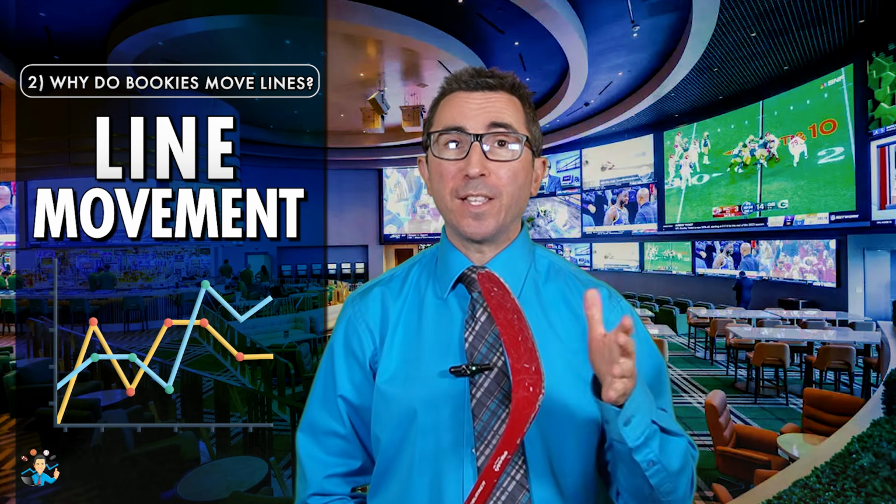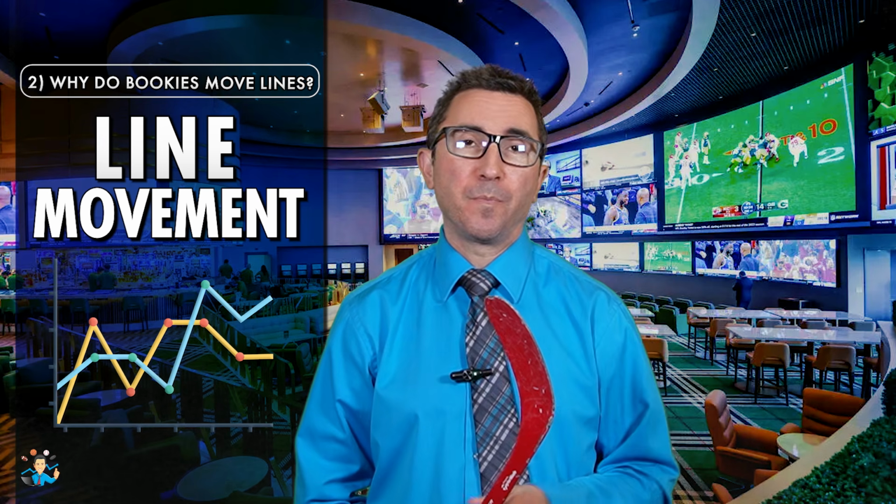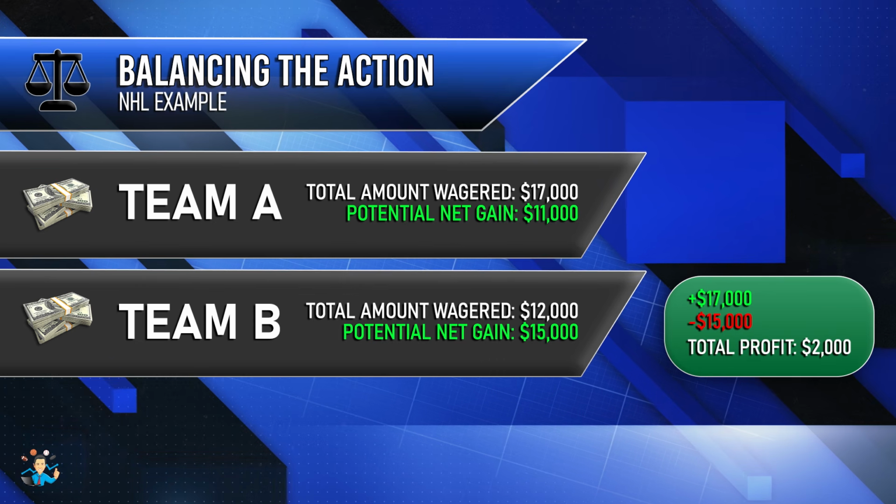If Team A wins, the bookie pockets $12,000 from the bets taken on Team B, but loses a net $11,000 on Team A's wagers. Overall, the sportsbook earns $1,000. If Team B wins, the bookie pockets $17,000 from the bets taken on Team A, but loses a net $15,000 on Team B's wagers. Overall, the sportsbook earns $2,000.